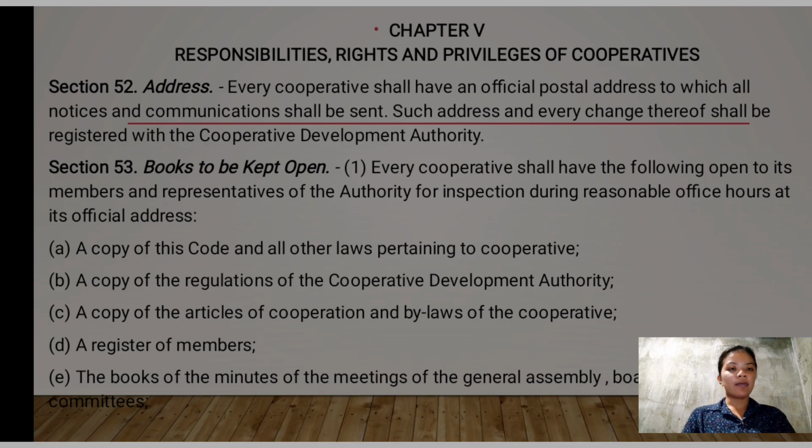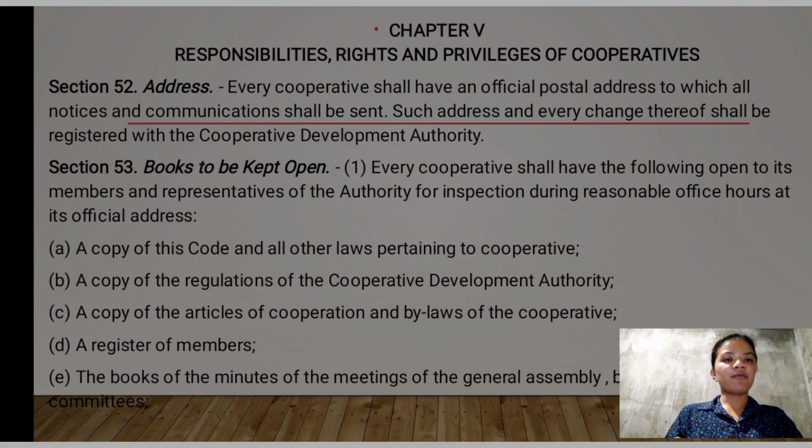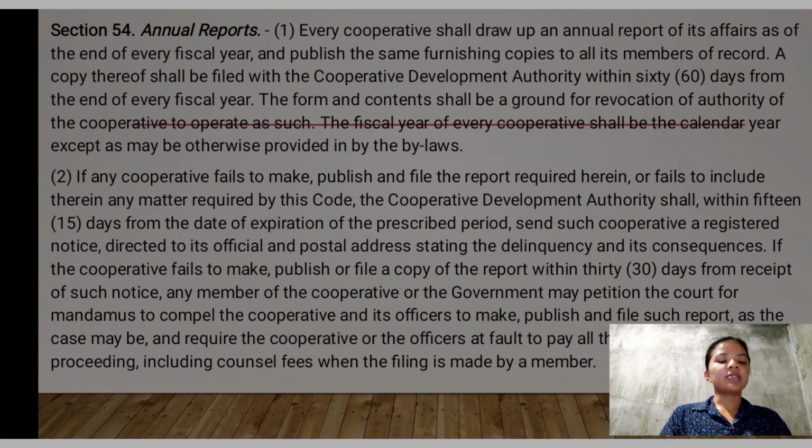Section 52, Address. Every cooperative shall have an official postal address to which all notices and communications shall be sent. Such address and every change thereof shall be registered by the Cooperative Development Authority. Section 53, Books to keep open. This section ensures transparency and accountability by allowing members and authorized officials to inspect the cooperative's operations and financial records. Section 54.